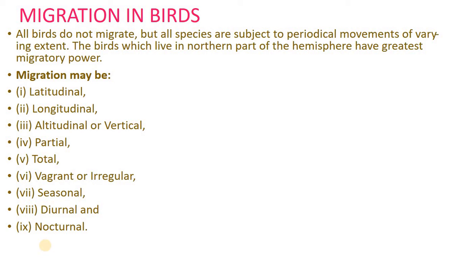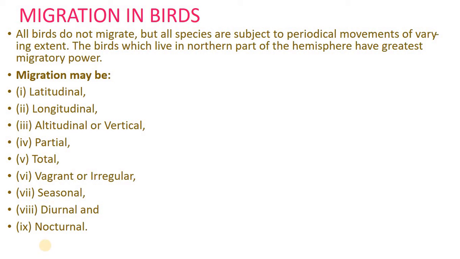Further, vagrant or irregular migration. So some birds migrate a short or long distance for safety and food. It is called vagrant or irregular migration. Herons may be a best example of vagrant and irregular migration. Other examples are stork, spotted eagle and bee eater.